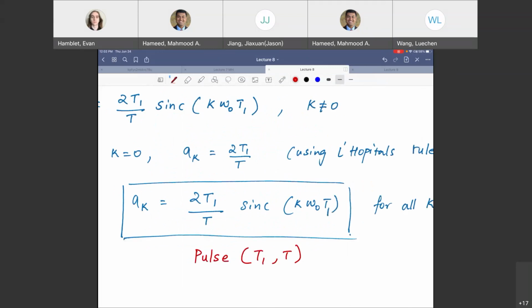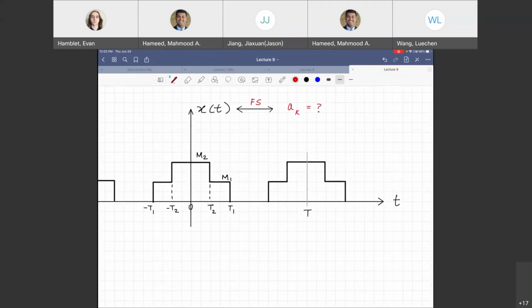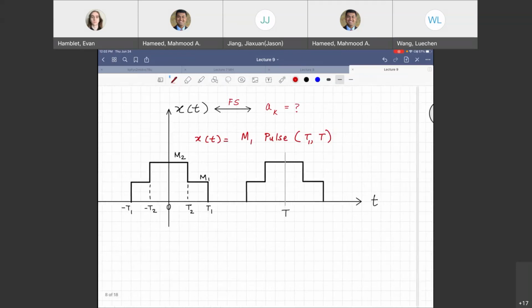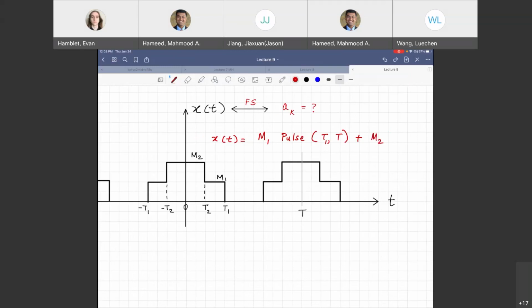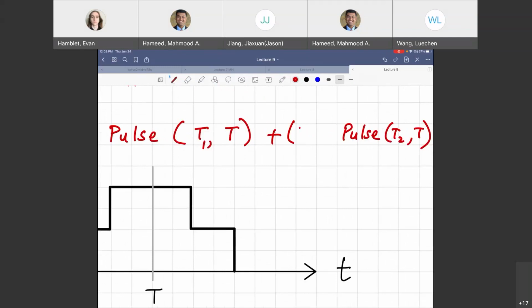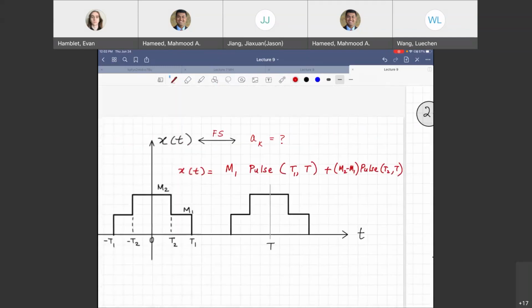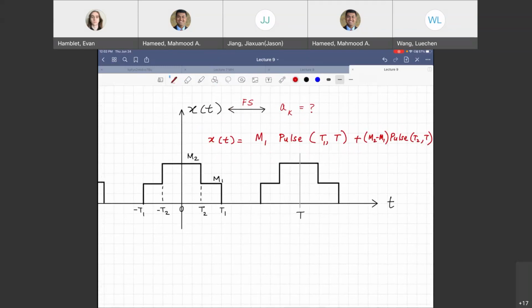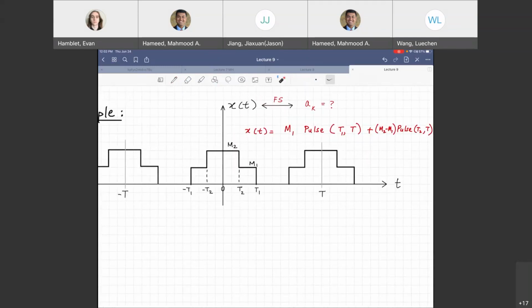What do we have over here? x of t is what? Can I say this is M1 multiplied by pulse T1 comma T, plus M2 pulse T2 comma T? Yeah, nice. That was going to be my next question. I have made an error here, fix it. All right, so that's M2 minus M1, right? Because I'm only looking at this, not the entire one. So for the second one, the scaling is going to be M2 minus M1, pulse T2 and T, yeah?